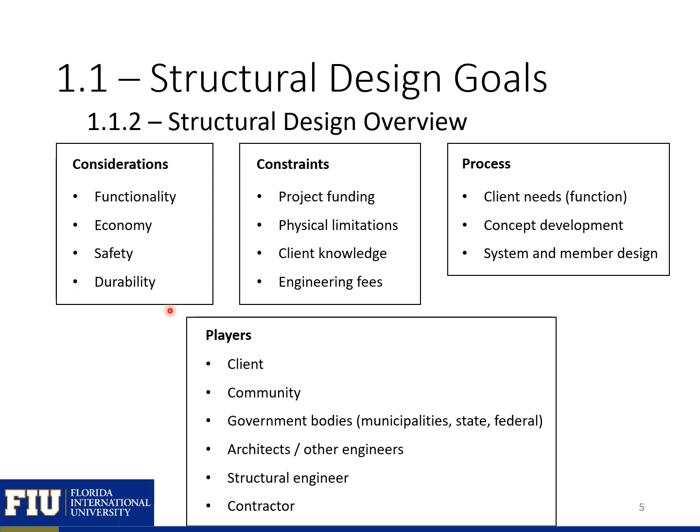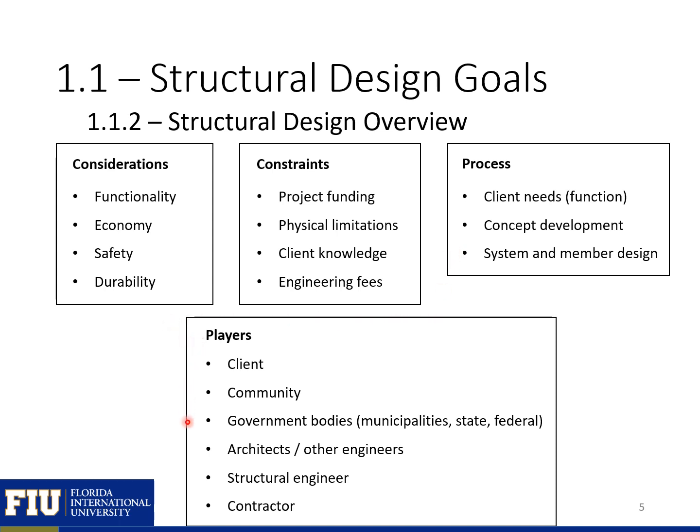Then we'll have certain constraints, so project funding, physical limitations, our client knowledge. Our clients are not structural engineers, so this can be a constraint. And then also our engineering fees. Engineers don't make that much for designing a structure compared to the overall structure cost. So we need to design structures efficiently in terms of our use of time. Then our process, we consider our client's needs. We'll develop a concept and then come to our system and member design.